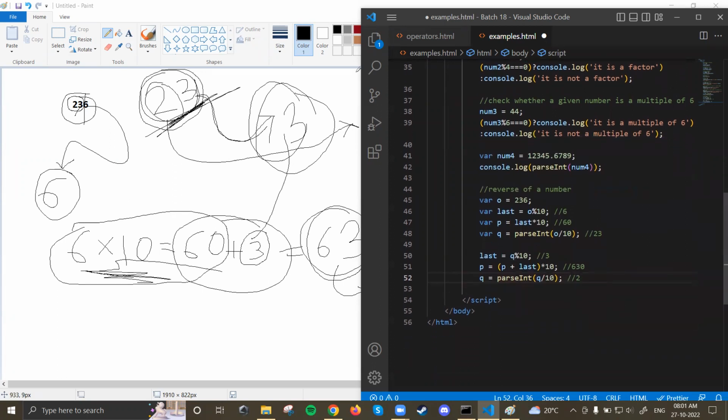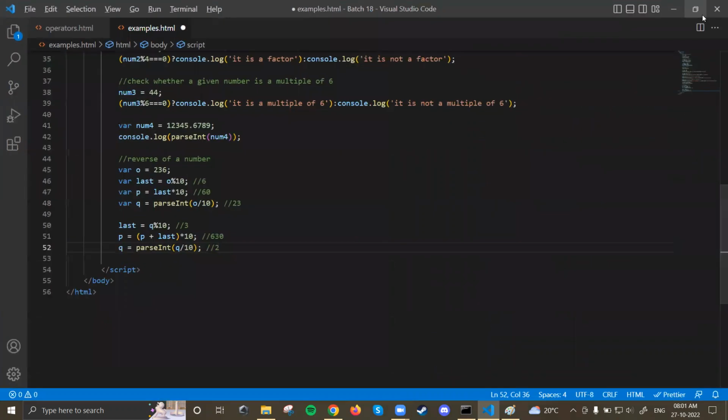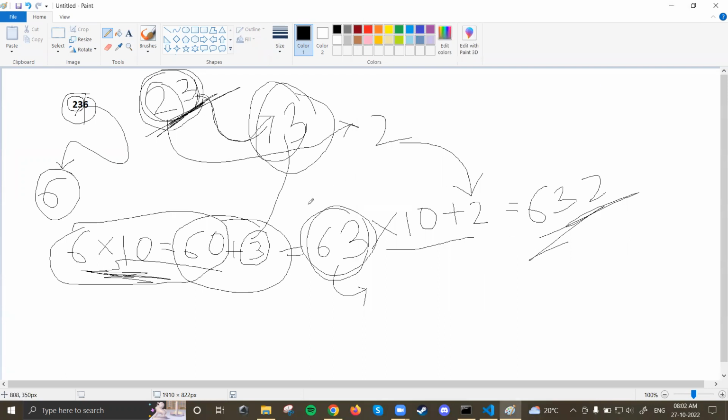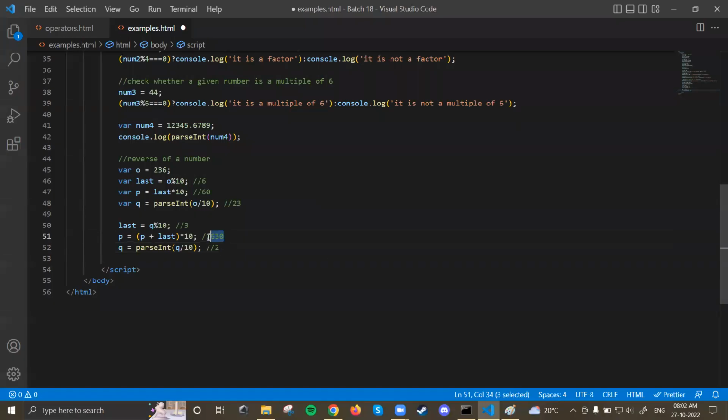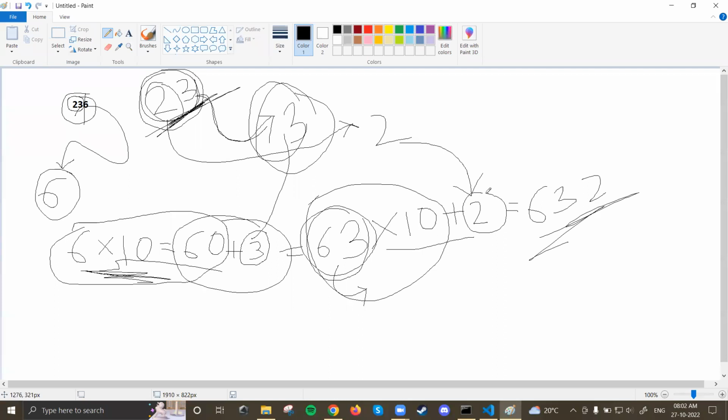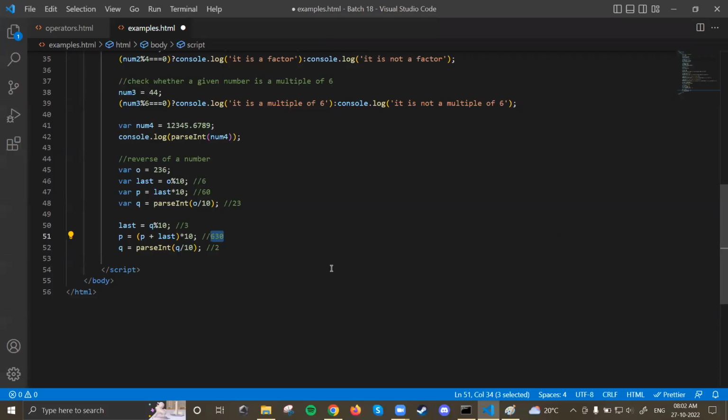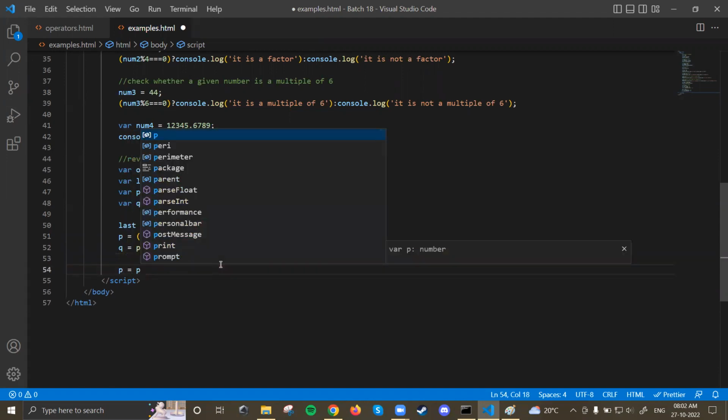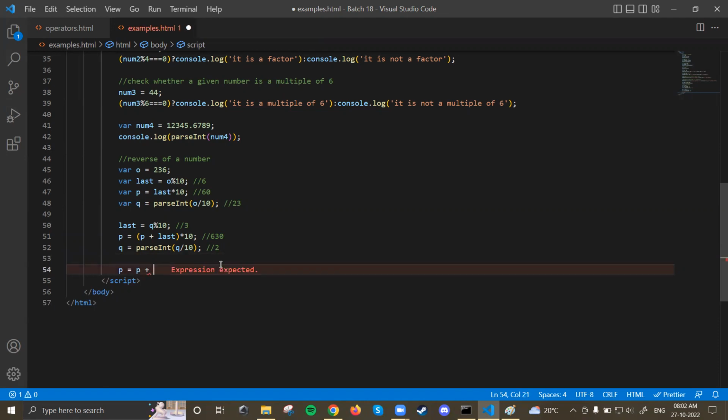Now we have to do the last part. What is the last part? We already have the 630. 63 into 10 we have already done, isn't it? We just need to add the 2 to the 630 so that we'll get 632. So here P equal to P plus Q, because in Q we have the 2, isn't it? So we do it here. Now whatever is stored in P, that is our answer.